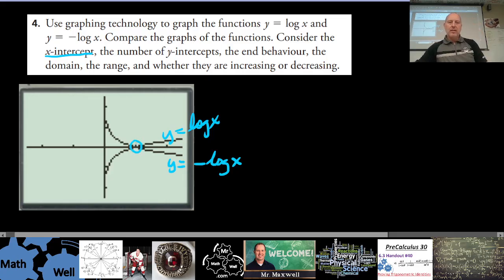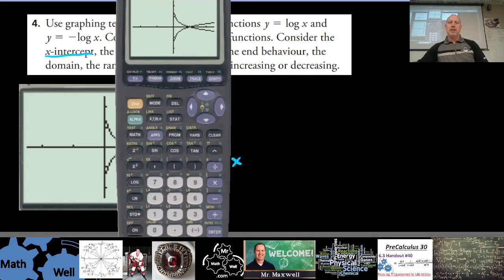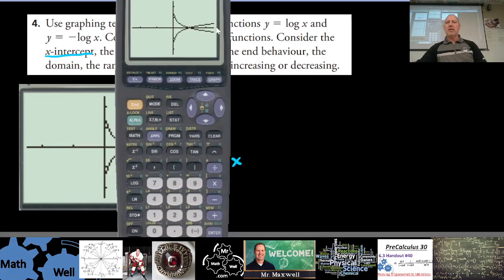They appear to be the same. Does everybody see that? Now, if you aren't sure about that, go back to the calculator here. And the x-intercept for this log one should be (1, 0), right? The log of 1 equals 0. So let's just do a value here, number 1. So I'm going to plug in x equals 1. And we have (1, 0).